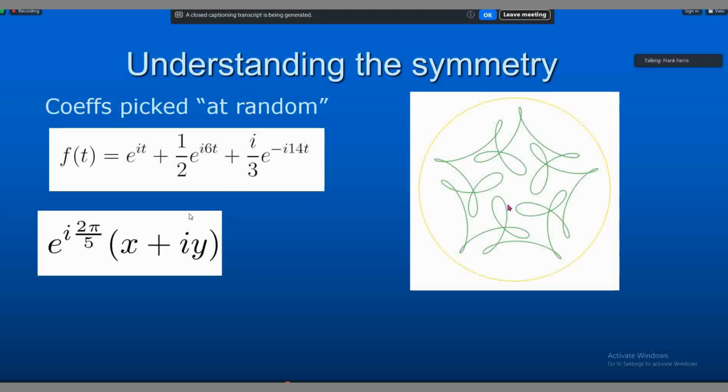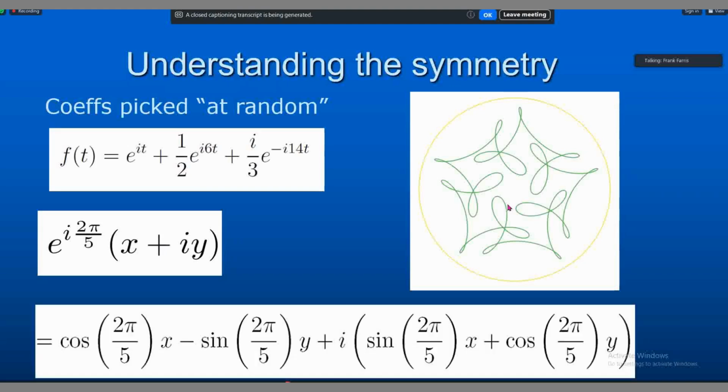Well, what if I multiply that times just any point at all? The point x plus iy represents the generic point in the plane. It's any point whatsoever. Well, I turned the e to the i something into cosines and sines, and I multiplied it all out. Oh my, that's a big expression. But you see that the real part is the cosine of the angle times x minus the sine of the angle times y. And the vertical component of that point is the sine of the angle times x plus the cosine of the angle times y. Now it turns out that these are the rotation formulas for points in the plane.